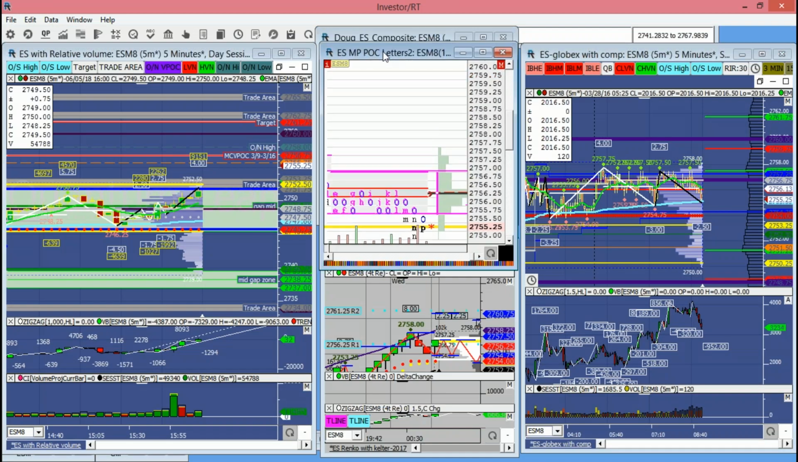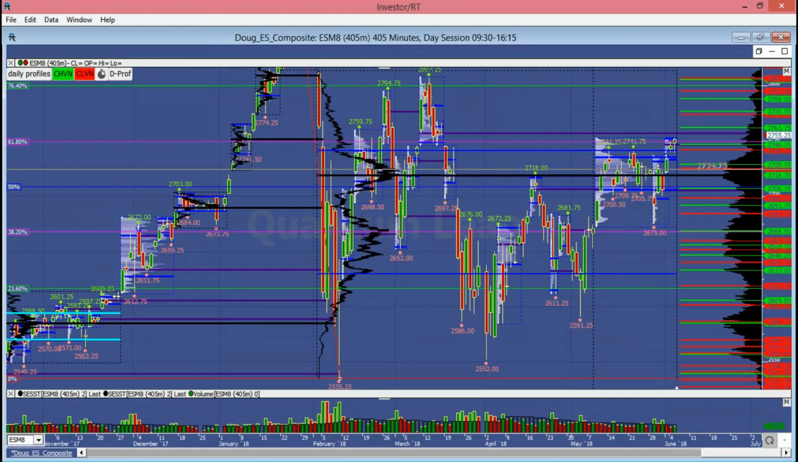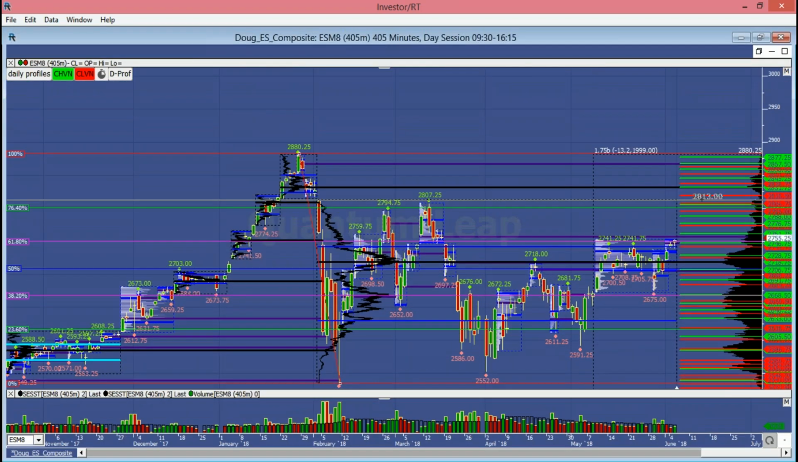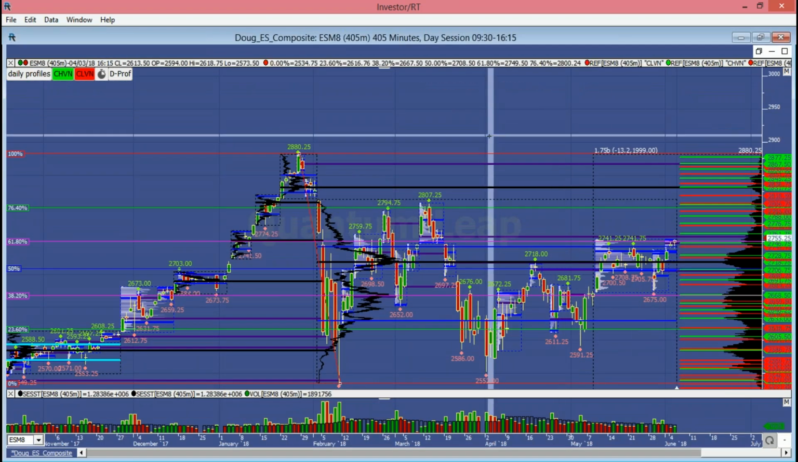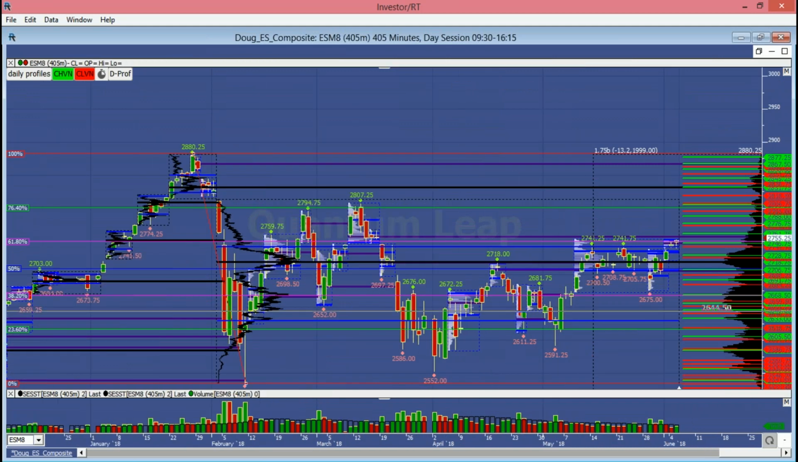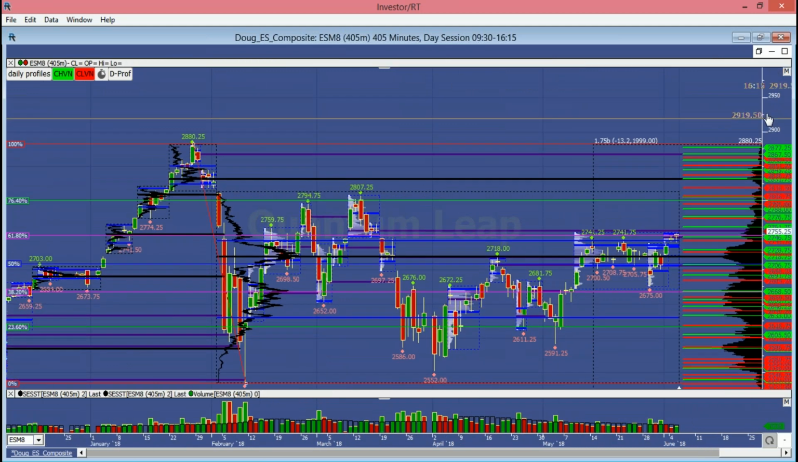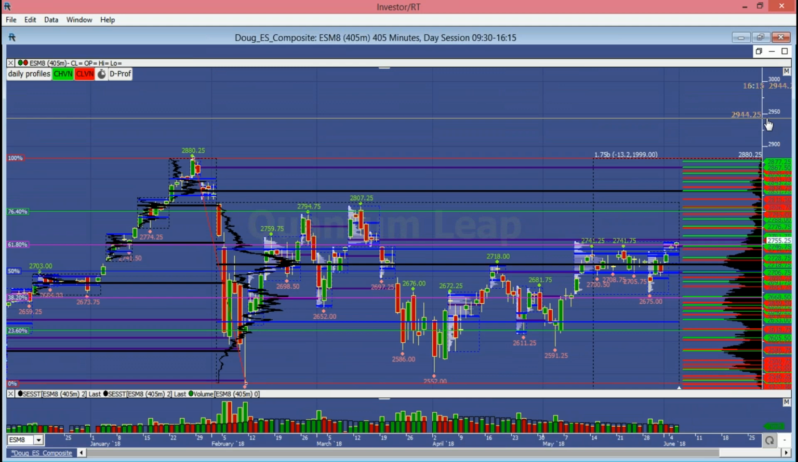So let's take a look at the structure of the market. And each day I like to narrate the auction. I just sent somebody a message privately this morning saying, the first thing you've got to do is to accept the auction for what it is.